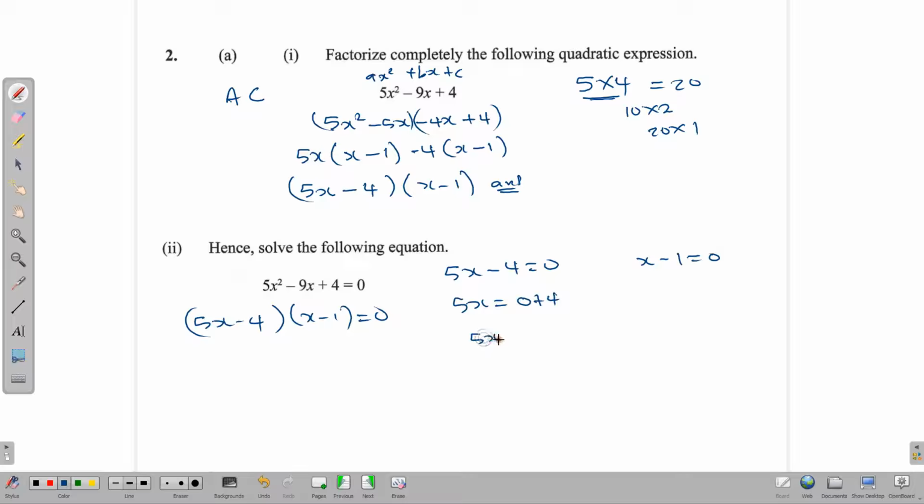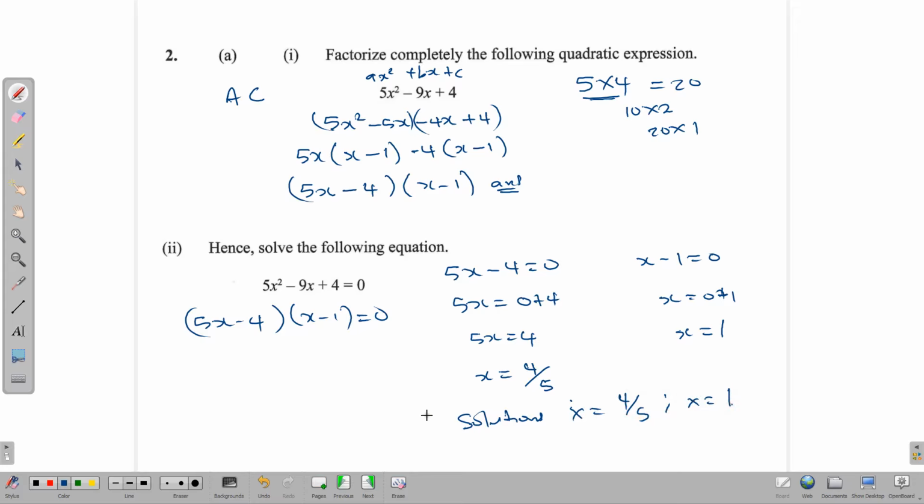And 5x there is equal to 4. Therefore, x is equal to 4 over 5. And in this case here, x is equal to 0 plus 1. So x is equal to 1. And these are the 2 solutions. It's quadratic, so it has 2. In this case, 2 different solutions: x equals 4 over 5 and x equals 1.